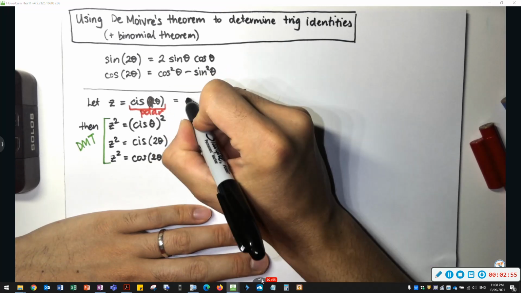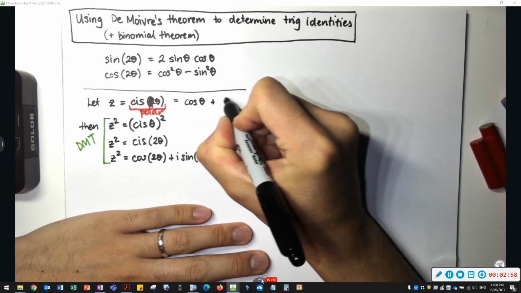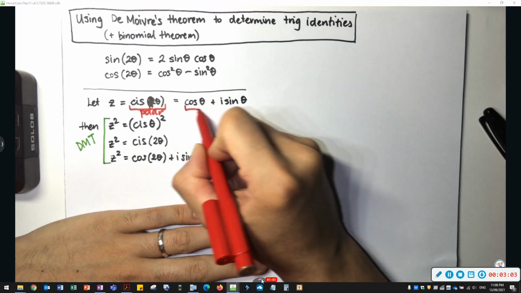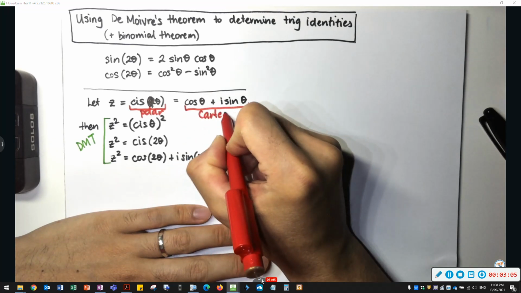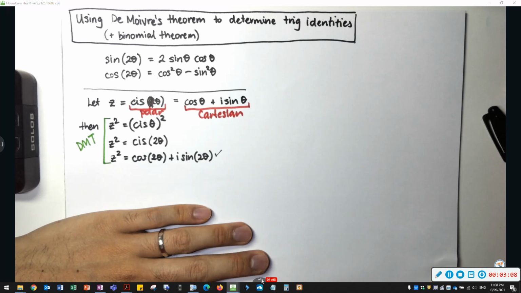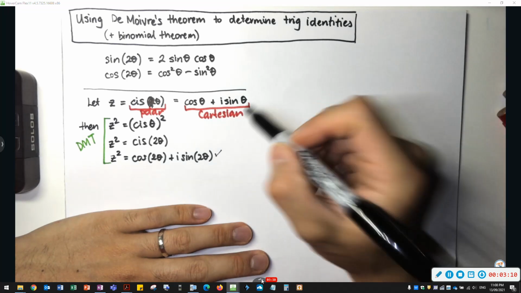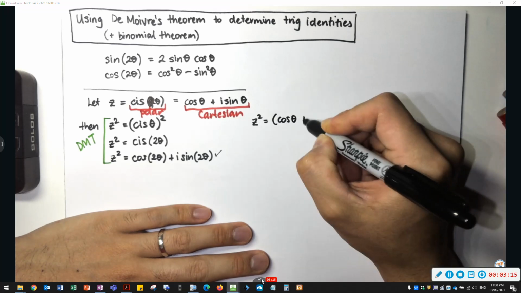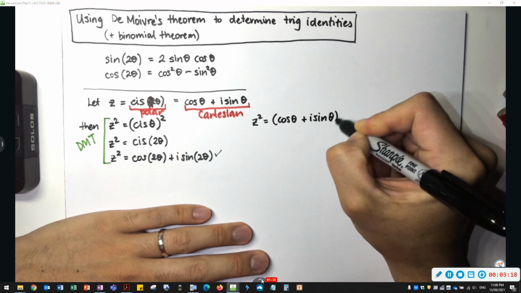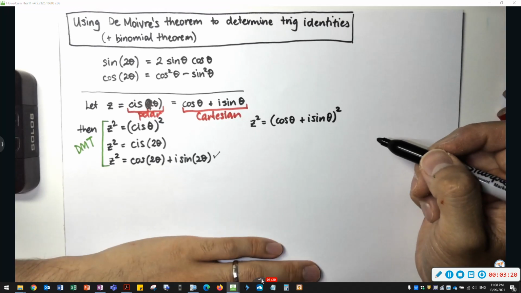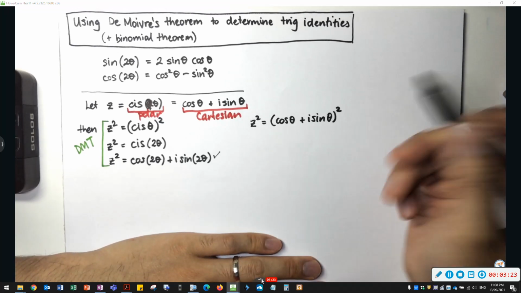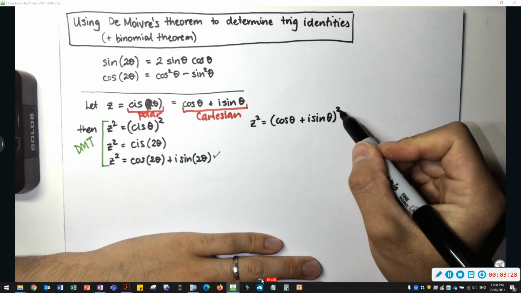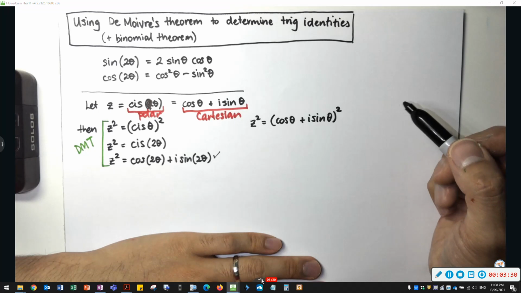I can write my complex number in Cartesian form. So if I expand this out first, I can write this as cos theta plus i sine theta. Right, so this is Cartesian form. And then I'm going to square this expression. So over here I'll do the working. We've got z squared equals cos theta plus i sine theta, all squared. Now when you look at this, to square it I'd use binomial theorem, or really I'm just squaring it out because this is just a power of 2. It's not a difficult one to work out.